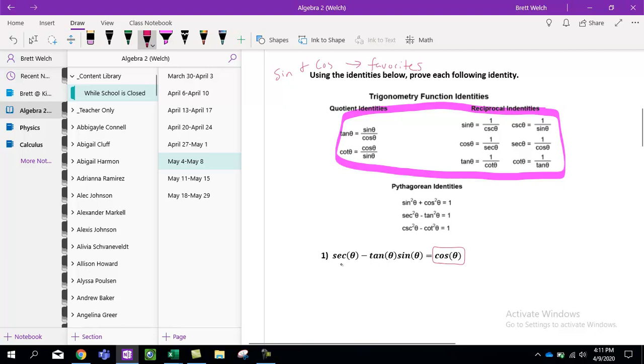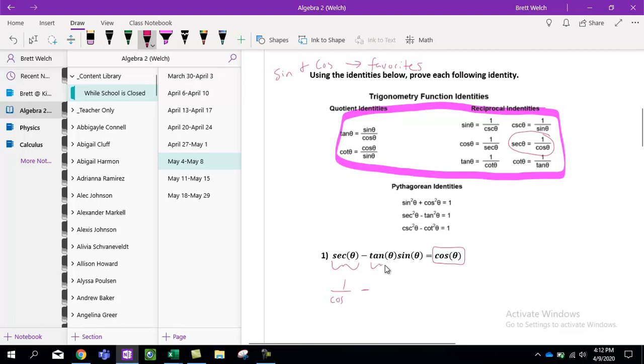Okay, so for instance, I'm not sure what I'm going to do with secant here, so the easy option is to just turn it into a cosine. I see that secant right here is the same as 1 over cosine. So I can write 1 over cosine of theta. I'm just going to drop the theta altogether. I'm getting lazy here. Minus.